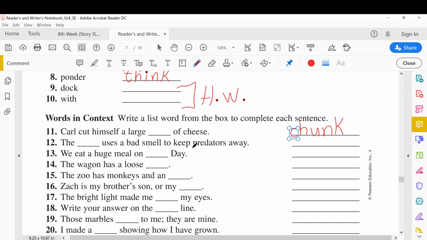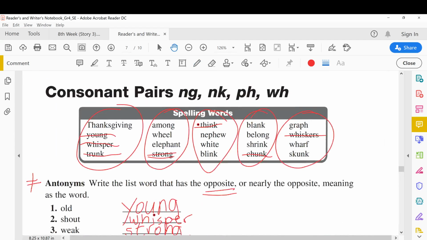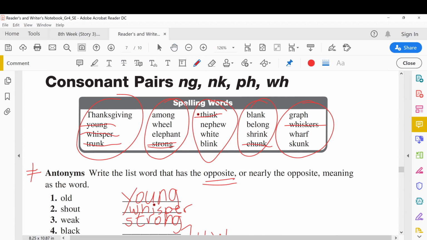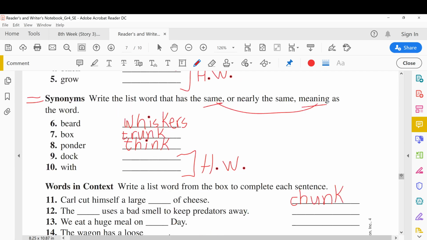So when this animal feels that one of the predators, like a lion, is coming to eat it, what does it do? It releases a bad smell. So what is this animal? Let's see if you are familiar with names of animals in English. It's here. Is it giraffe, wolf, or skunk? Which one? I hope you found it. It's skunk. This animal is skunk.